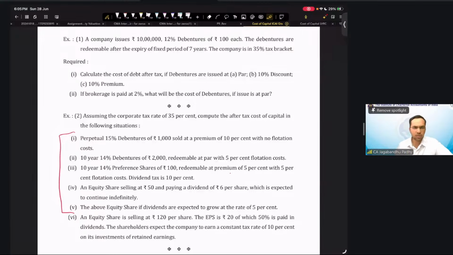Now, do we have the degree of leverages in the syllabus? Yes, we have it in leverages, right? The chapter of leverages, which is not yet completed. That will be done in the next session.